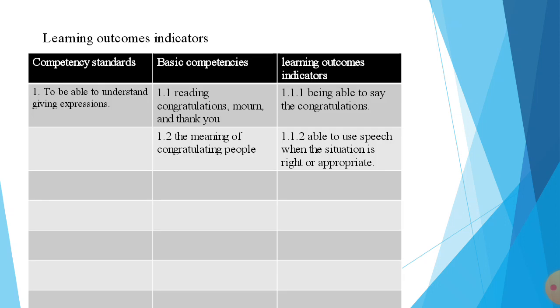Next, learning outcome indicator. Competency standard: 1. To be able to understand giving expression. Basic competencies: 1. Taught to 1. Reading comprehension, mourn, and thank you. And the learning outcome indicator 1: being able to say the congregation.